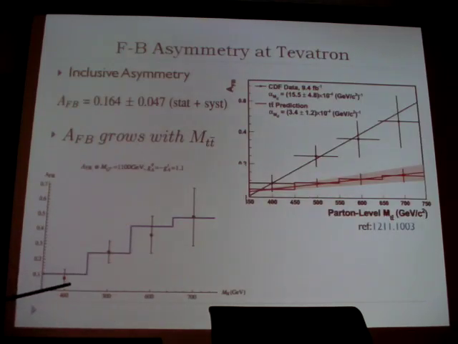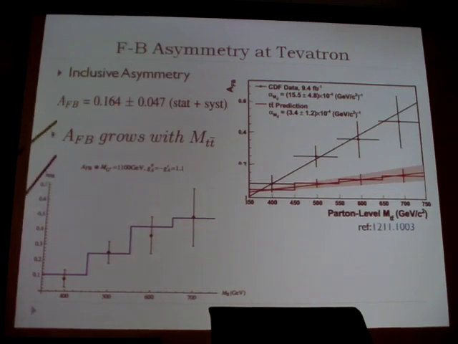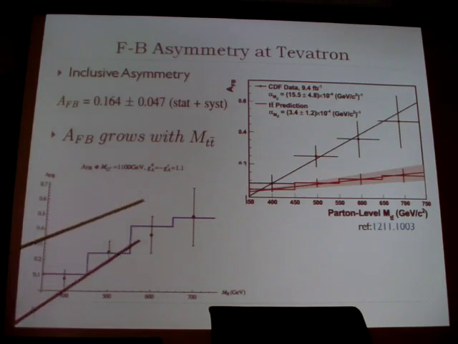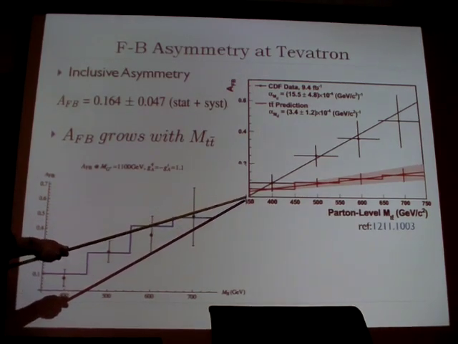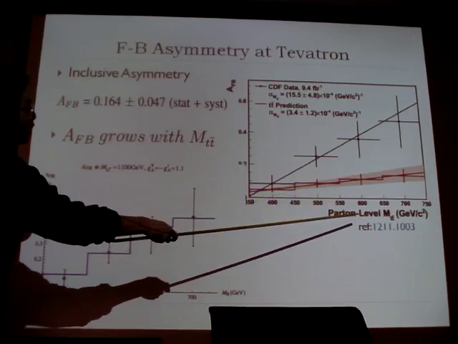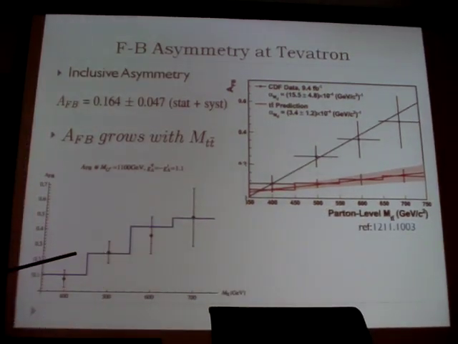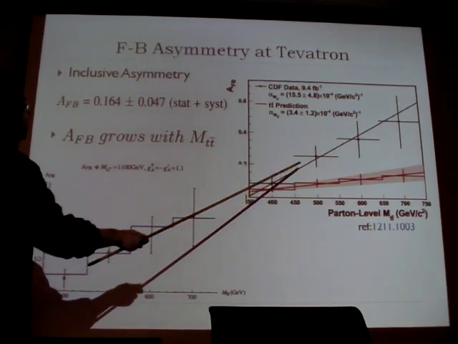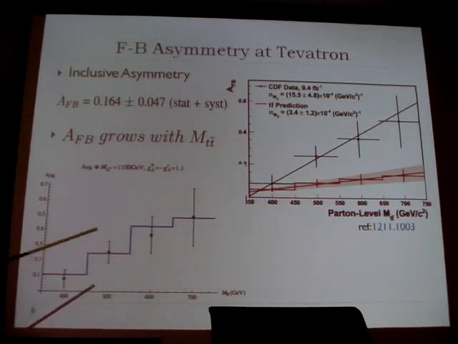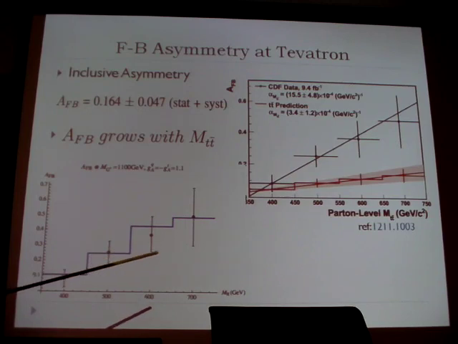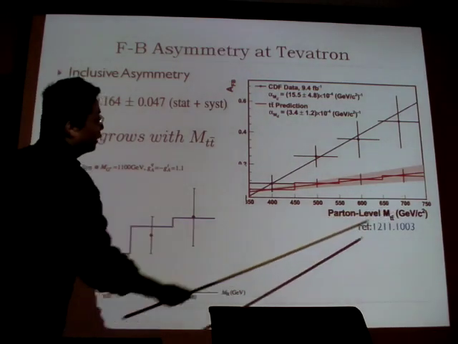About 1 year ago, Tevatron measured the asymmetry at around 0.164, and this is approximately 2 sigma away from the standard model prediction. What's more interesting is that the size of the forward-backward asymmetry grows with the invariant mass of the event. That's the main motivation we have to consider a heavy Axigluon, whose mass should be larger than 800 GeV.